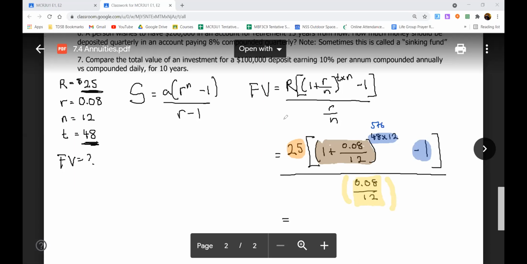0.08 divided by 12 plus 1, all to the power of 576, minus 1, times 25, divided by 0.08 divided by 12. Yeah. Final answer is 168,511.29. So 25 bucks a month, right? You saved up a decent amount.